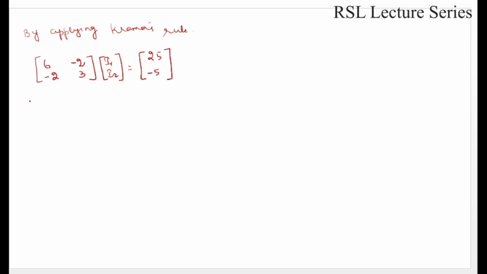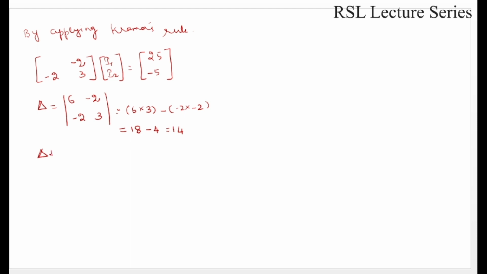Now we have to find out the delta value. Delta is nothing but the determinant of this resistance matrix, 6 -2 -2 3. So the determinant value is 6 into 3 minus -2 into -2. So 18 minus 4, that is equal to 14.